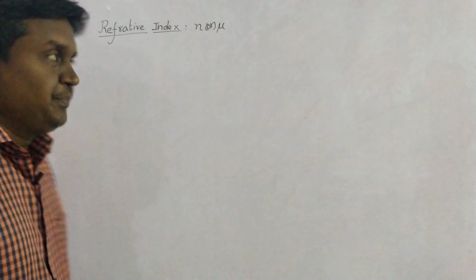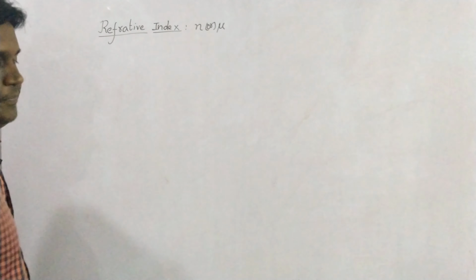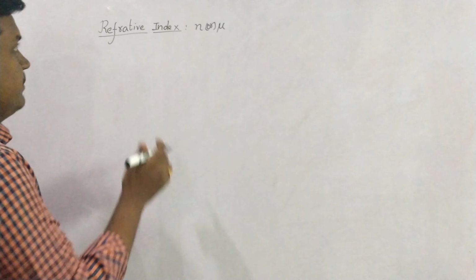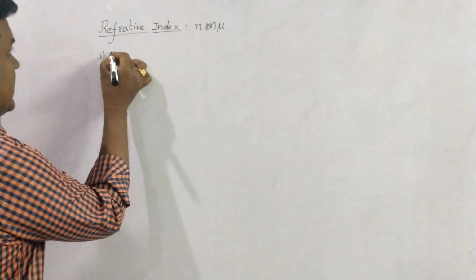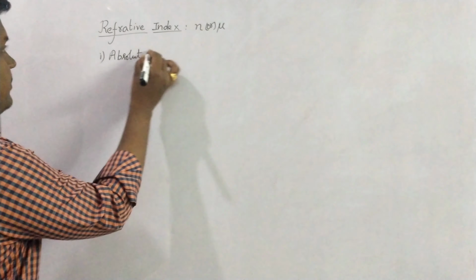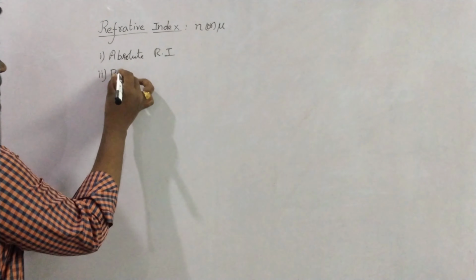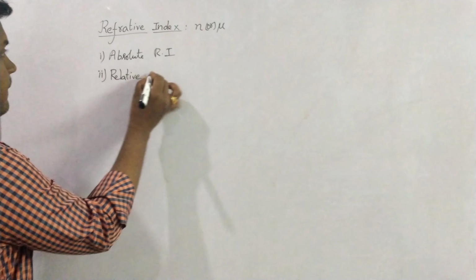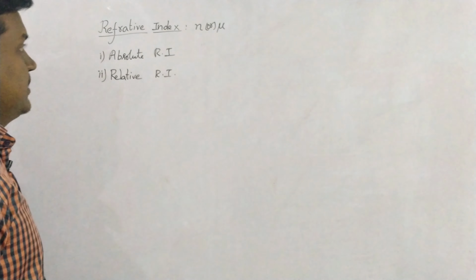Refractive index is indicated with the letter N or mu. And here, coming to the refractive index, we can consider it in two terms: absolute refractive index and relative refractive index.